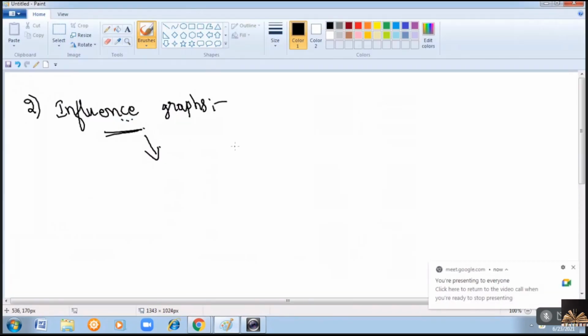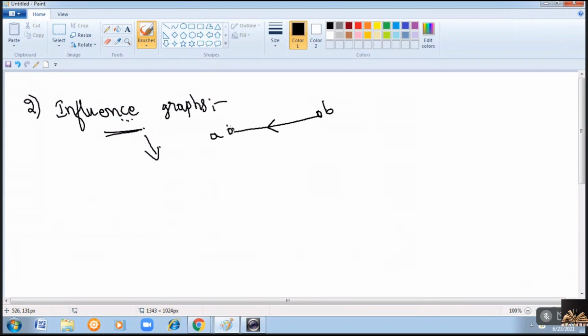Why? Because suppose you have two persons A and B. If you have an undirected edge from A to B, it doesn't tell who is influencing whom. Whether A is influencing B or B is influencing A, it doesn't tell. Let us suppose I have a directed edge; now you can know B is influencing A or A is influenced by B, right? So that is the reason you have to use a directed graph.